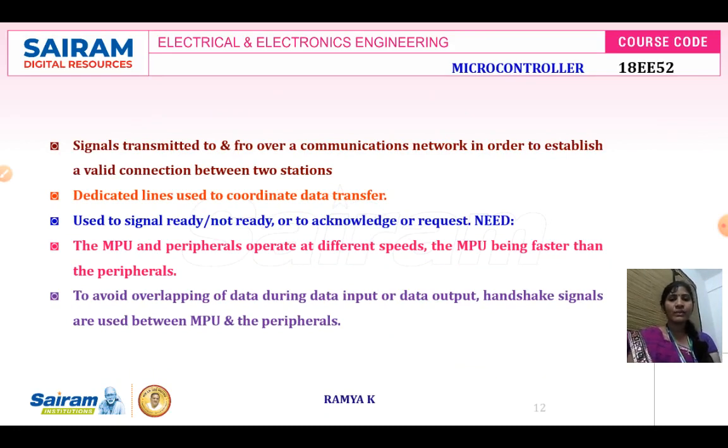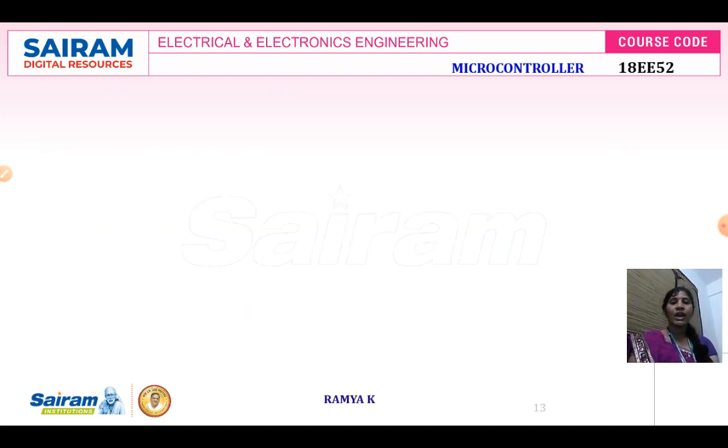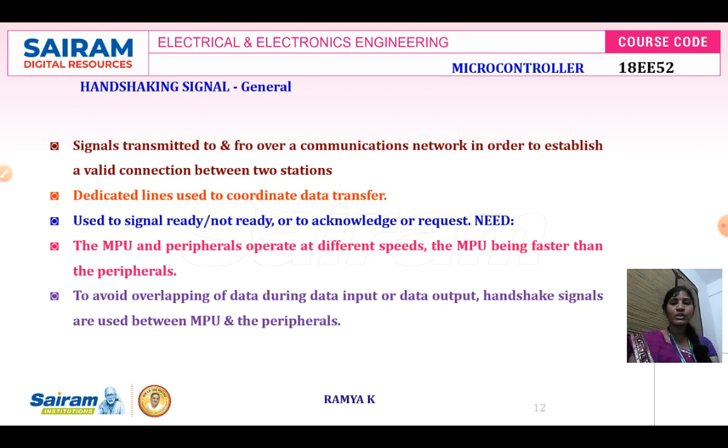So these are all the signals, dedicated lines. Now the handshaking signal. Before getting into the next mode of operation, first we will check what is meant by a handshaking signal. Handshaking is where you need to create a set of rules for the signal to be transmitted. So you need to establish a valid connection between the two ends of the transfer.